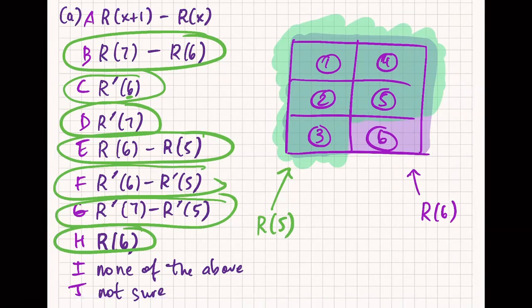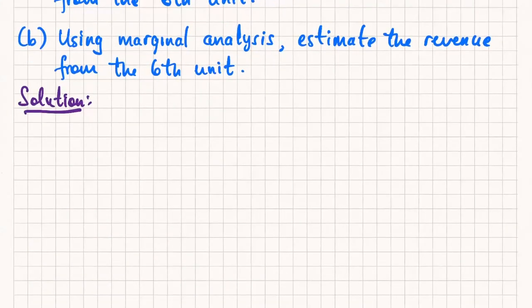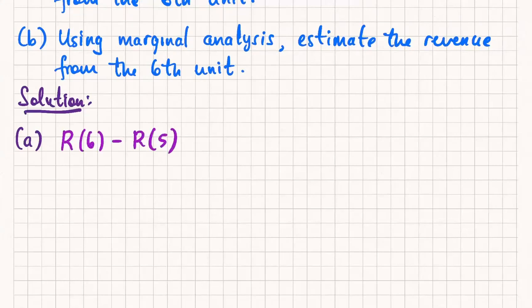So, having said all that, let's erase. And now our final answer for part A. So what is the exact revenue from the 6th unit? Well, it's R of 6 minus R of 5. Okay, good.